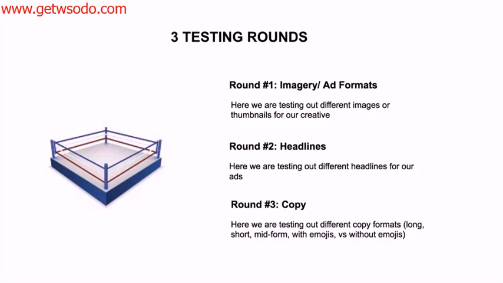And then finally, in the third round, once we've figured out an image or ad format that works really well, and a headline if we have one that works really well, the last thing that we're going to test out is our copy. So here is where we test out long form copy versus short form versus mid form. So we'll have at least 3 ads that we're testing out there. And then we could even test out an ad with emojis for each one of those. So have 6 ads, one without emojis and one with emojis, to see which one of those gets us the better results. So these are essentially the 3 phases of the third round of rapid fire testing.